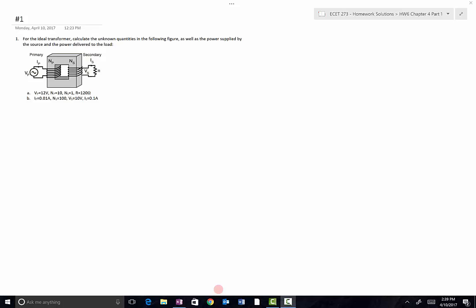So we're given these parameters in A and B, and we're asked to determine the parameters that are not listed amongst these. So we'll just write those givens. It's written right here, but I'm going to say it out loud so you can all at least hear them. The primary voltage is 12 volts. The number of turns in the primary is 10. The number of turns in the secondary is 1, and the load resistance is 120 ohms. So that's the specifications given to us in A.